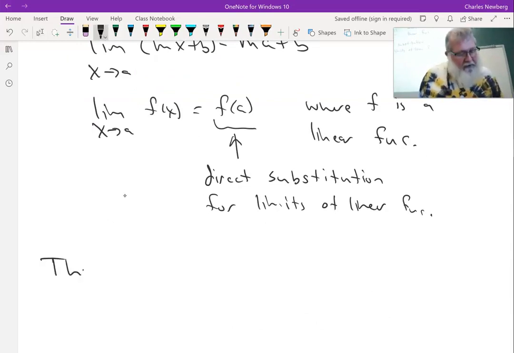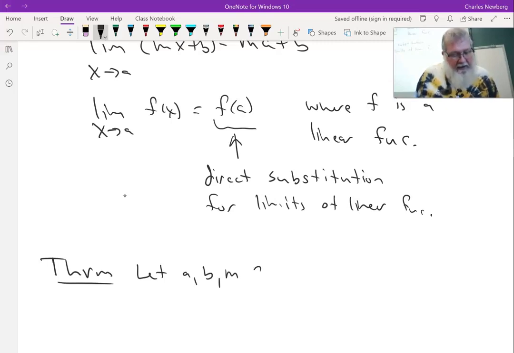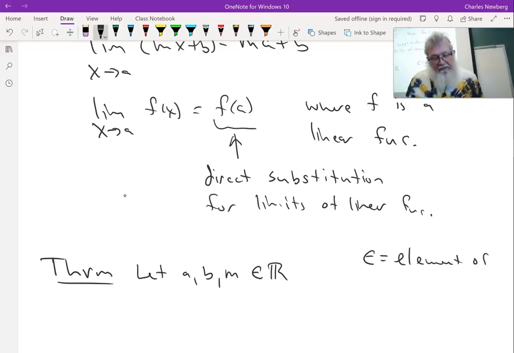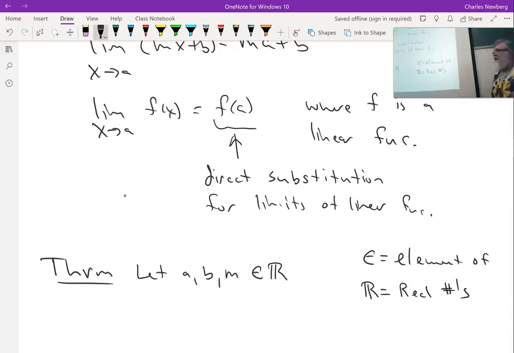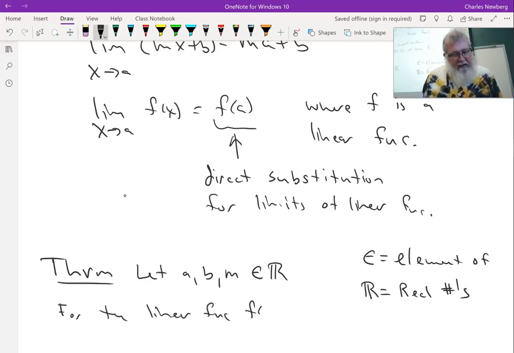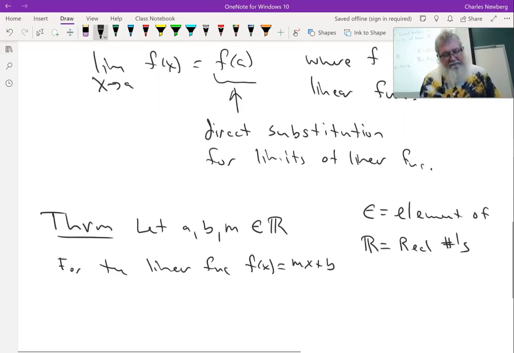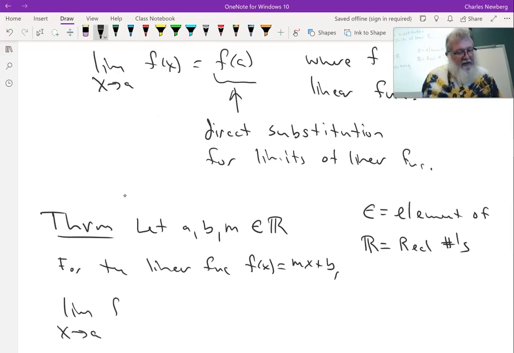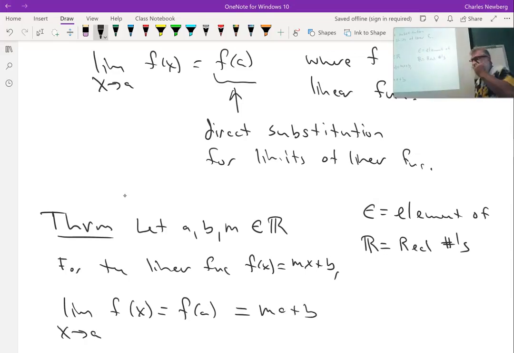All right. I guess I'll make this an actual formal theorem now. So the theorem is this. Let a, b, and m be elements of the real numbers. This is the symbol for element of, and script R stands for the real numbers. So we've got three numbers floating around, a, b, and m, and they're all real numbers. So they're not variables. For the linear function f of x equals mx plus b, the limit as x approaches a of f of x equals f of a, which equals ma plus b. So that's nice. We just do direct substitution.